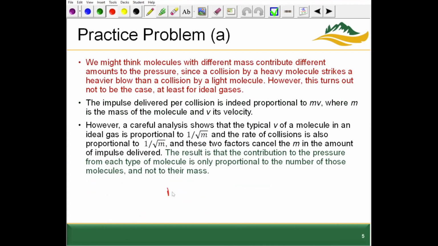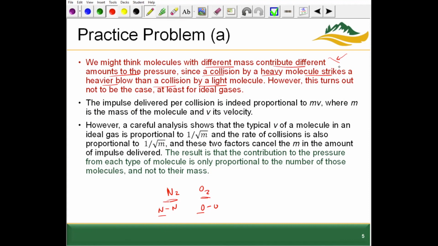Now you may be wondering, aren't nitrogen and oxygen somewhat different in their size and their molecular mass, because these exist as diatomics, not just as individual atoms? So we might think that molecules with different mass contribute different amounts to the pressure, since a collision by a heavier molecule might strike a, quote, heavier blow than a collision by a lighter molecule. However, while this is a reasonable thought, given what we know, this is not true.